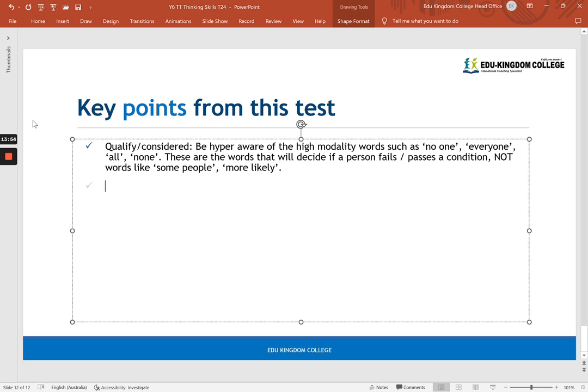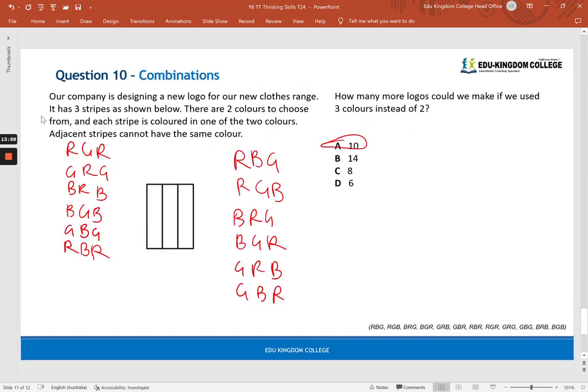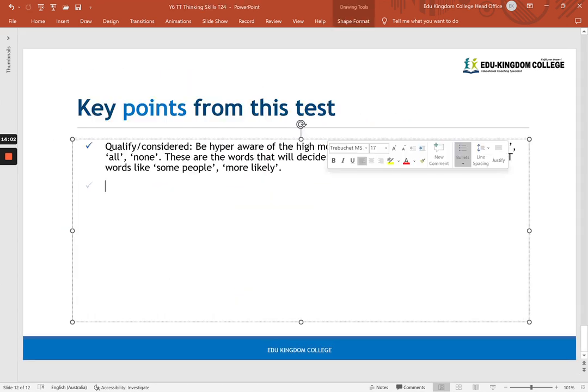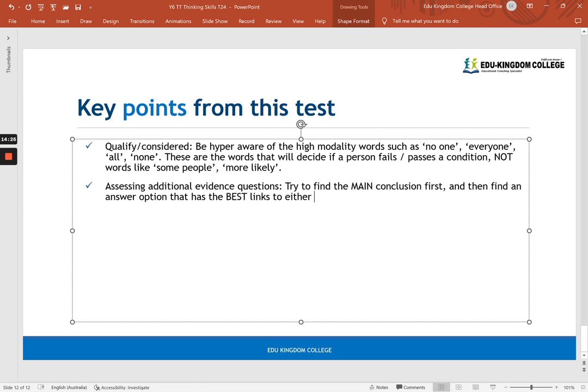The next one, let's go through and have a look. We got a lot of assessing additional evidence questions, right? So for assessing additional evidence questions, still pay attention or try to find the main conclusion first, and then find an answer option that has the best links to either weaken or strengthen that statement.